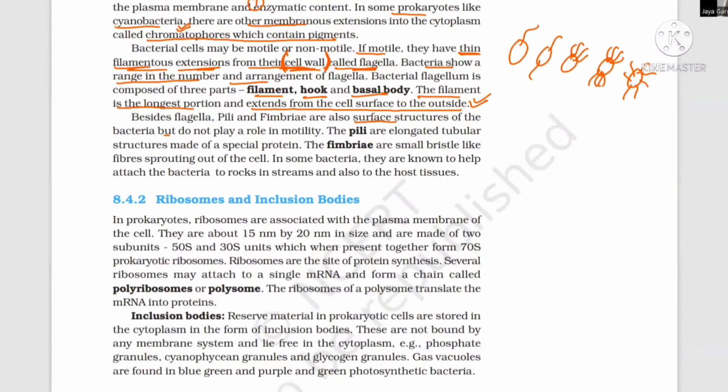One is pili. Pili are elongated, tube-like structures made up of a special protein known as pilin protein. Fimbriae are small, bristle-like structures. They help bacteria in adhesion, to attach to a rock or stream or whatever it is. Fimbriae help in adhesion, pili help in conjugation. So I think this much is clear.